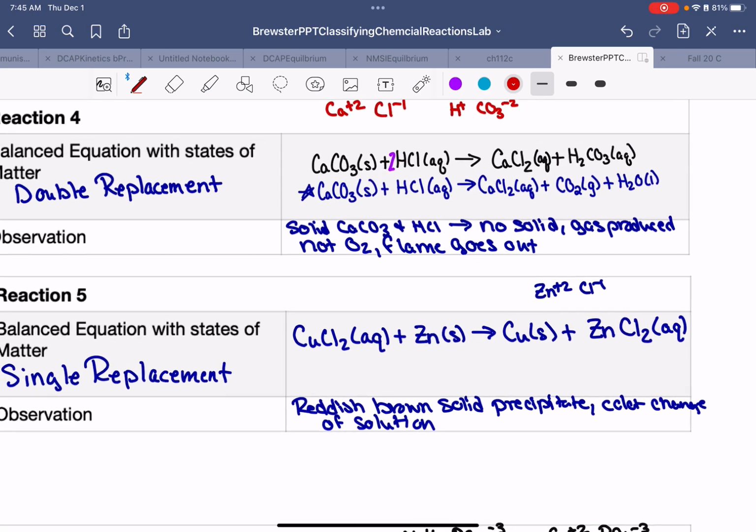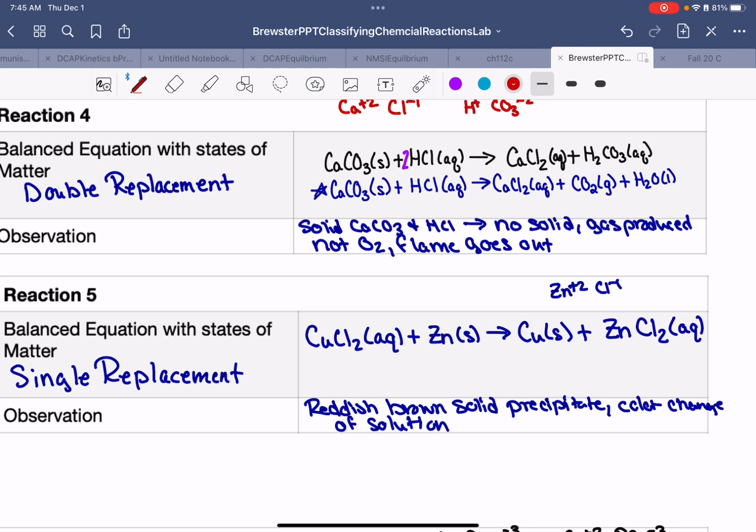So then we have a double replacement reaction. We have the calcium carbonate and the hydrochloric acid. The calcium carbonate was a solid, HCl is an aqueous. Not all double replacement reactions will be aqueous and aqueous. So just in this one, we see that we have a solid with an aqueous. That's a double replacement reaction.